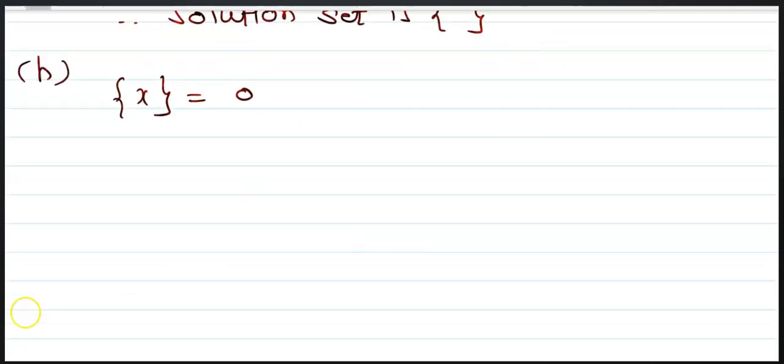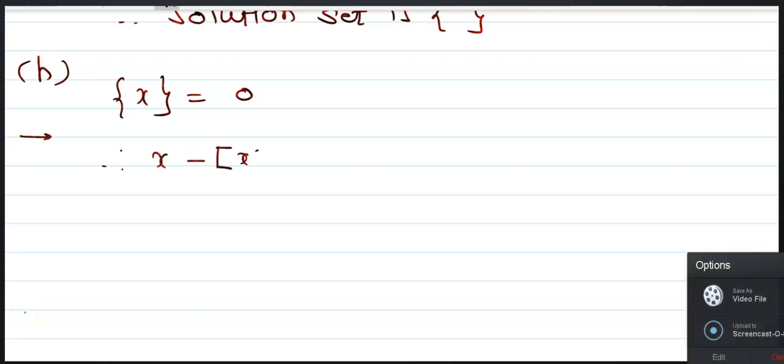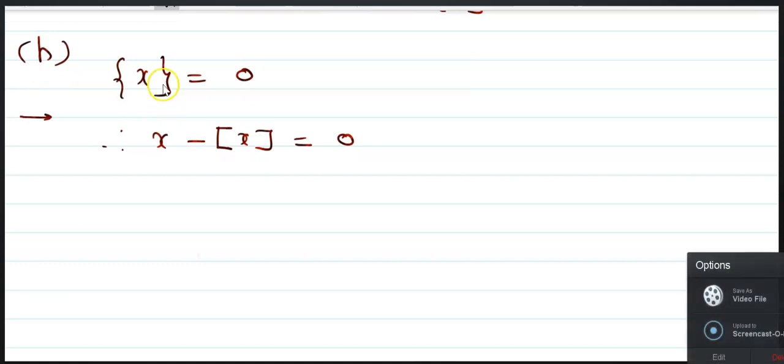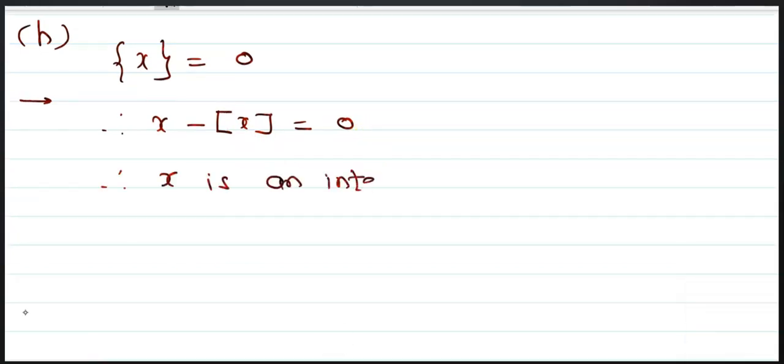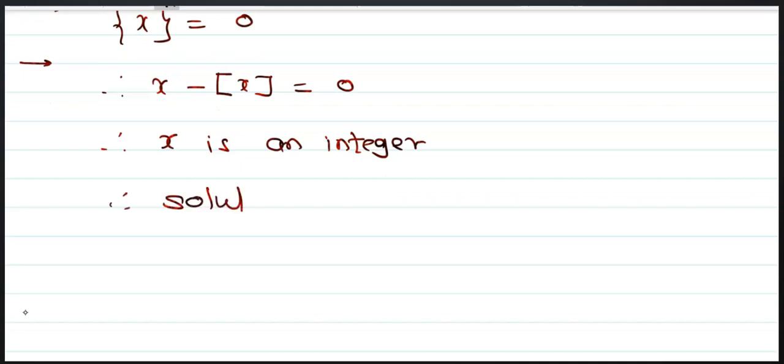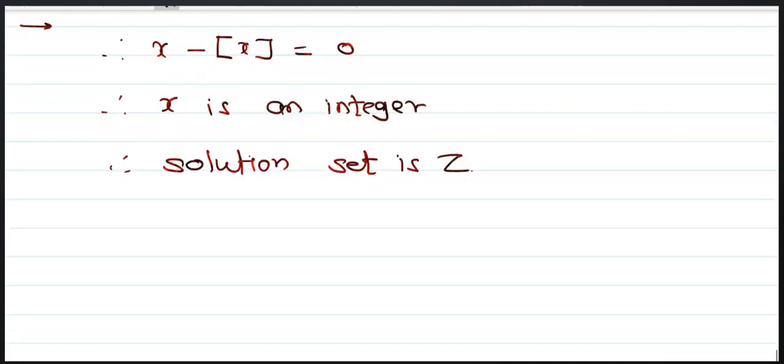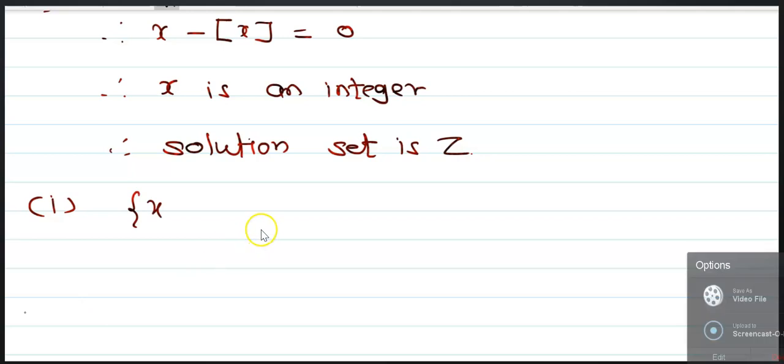Next is the fractional part of x is equal to 0. But what is the fractional part of x? It means x minus the integral part of x, and that is equal to 0. Here is the definition of the fractional part. So x is an integer, and the solution set is Z, the set of integers.